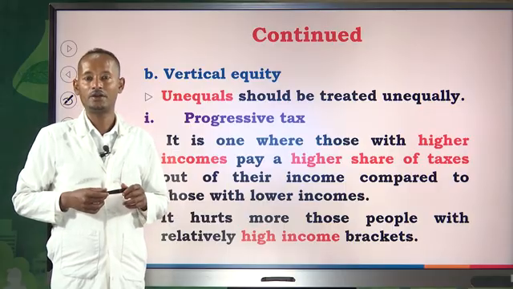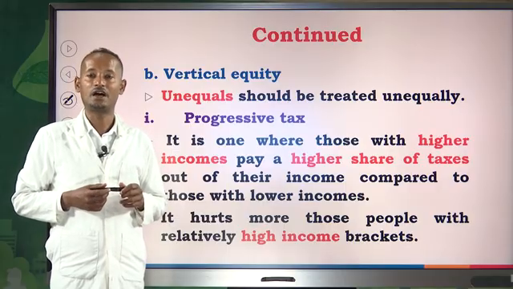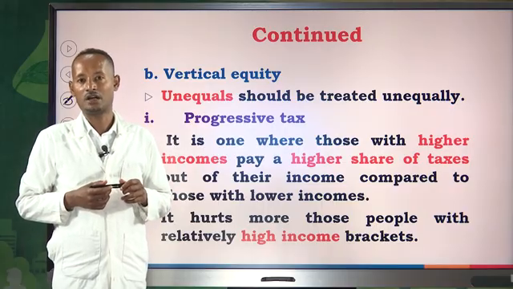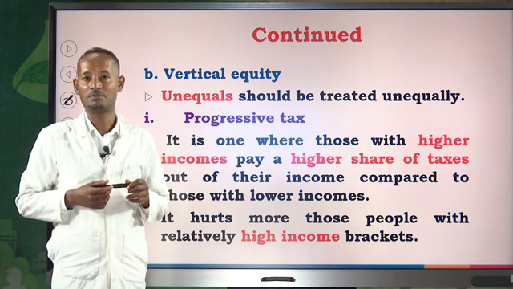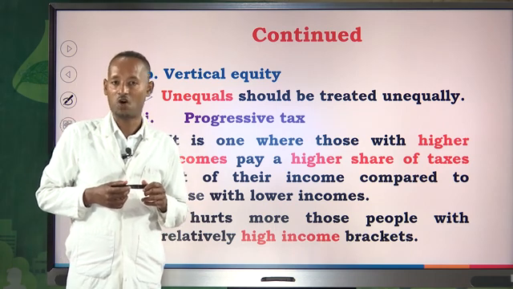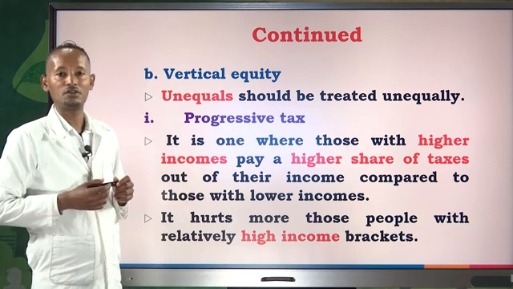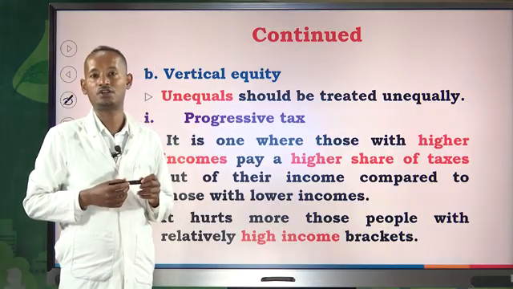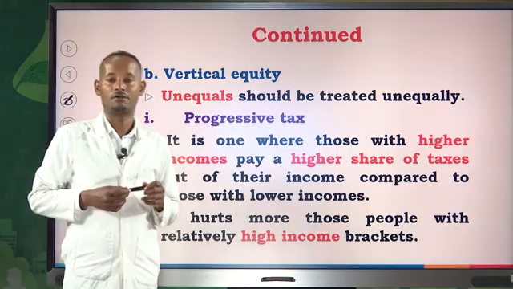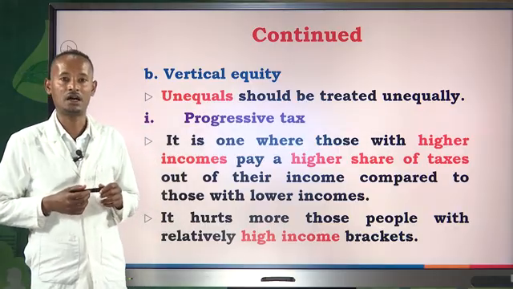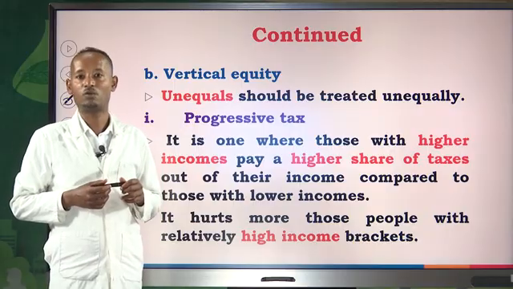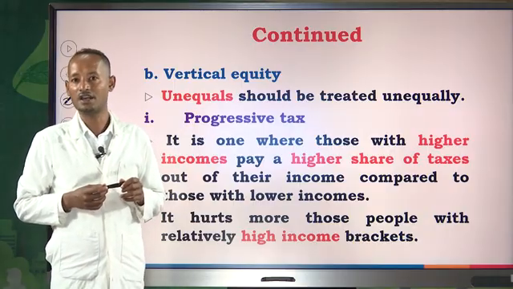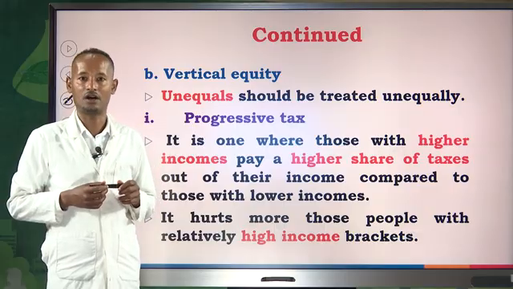The vertical equity states that unequals should be treated unequally. Those who get higher income might pay lower tax or higher tax, and those with lower income might pay lower tax or higher taxes. According to the vertical equity, we can categorize personal income taxes into three: progressive tax, regressive tax, and proportional tax. The progressive tax is one where those with higher incomes pay a higher share of taxes out of their income compared to those with lower incomes.